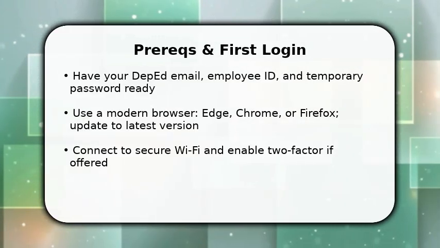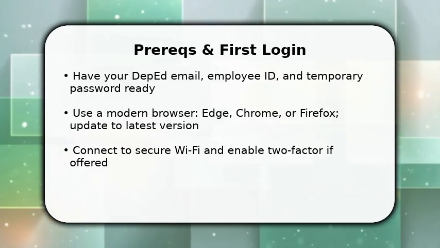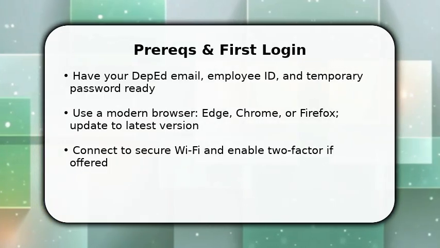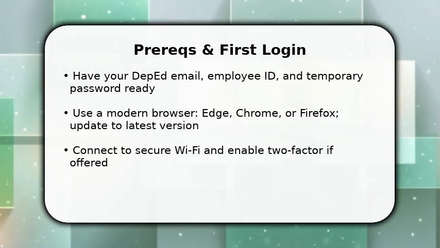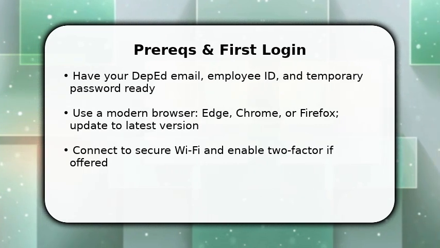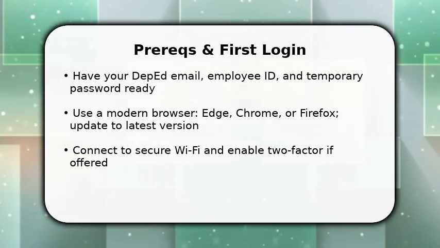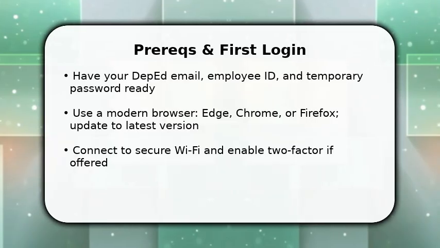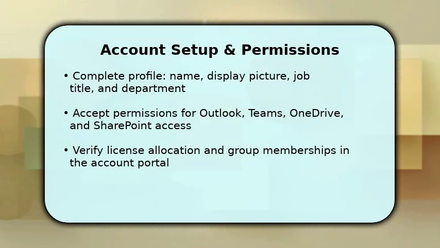The system prompts a reset. Choose a strong password you can recall. Once done, follow the password reset flow and enroll a phone or authenticator app for two-factor security to protect your account and avoid lockouts. Once you reset your password, go to the My Account portal to finish setup.